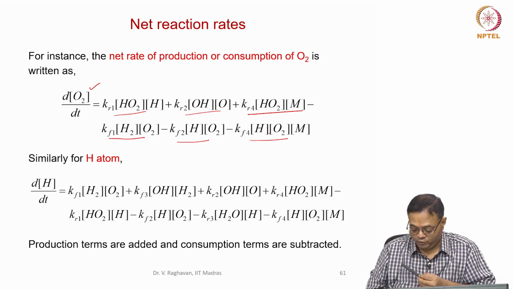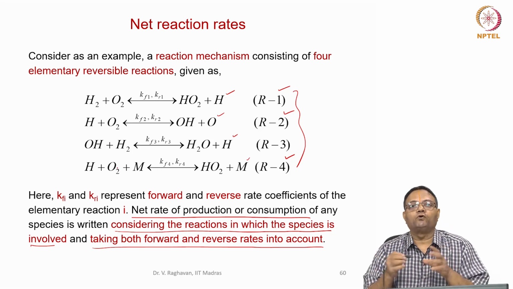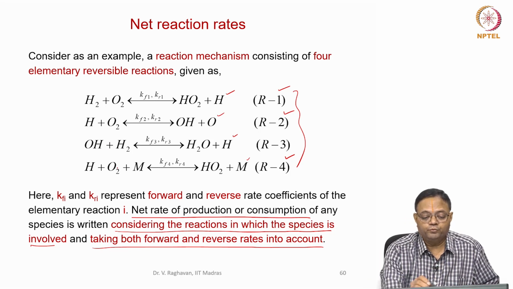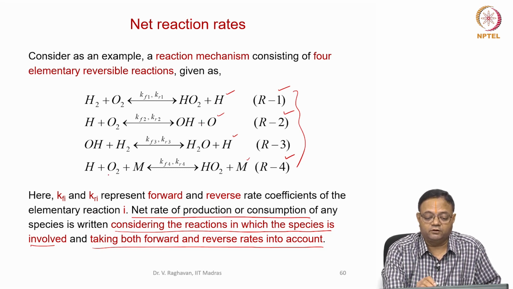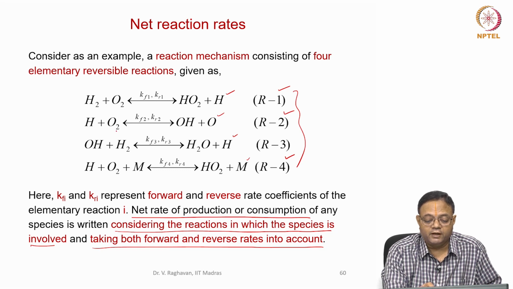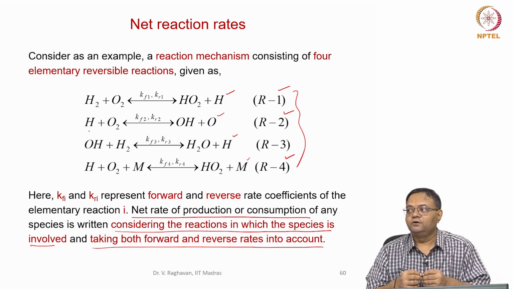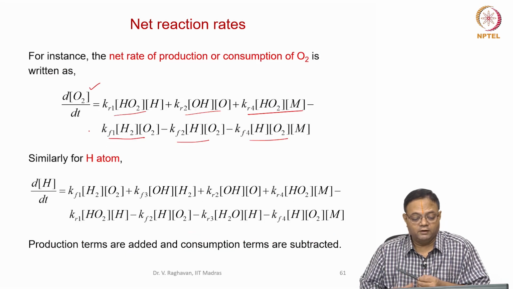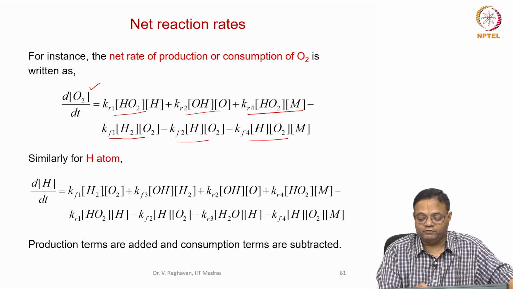Similarly, for the H atom, identify where H is present: in the first one, second one, third one and fourth. In all 4 it is there. Now H is produced in the forward reaction of 1 and consumed in the reverse reaction. H is produced in the reverse reaction of 2 and consumed in the forward, and so on. So you have to identify where it is produced and consumed. Then you can write the equation like this, considering all the 4 reactions, whether forward or reverse.